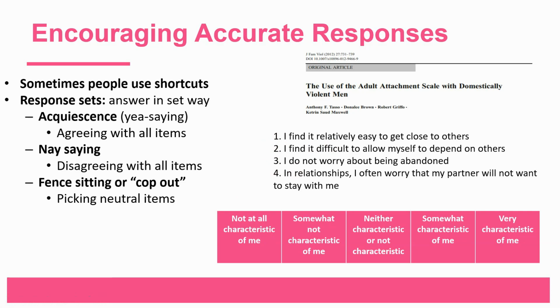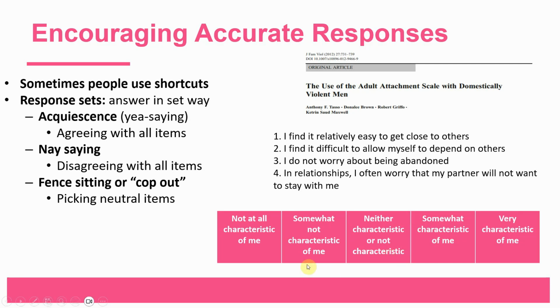Another potential response set is what's called fence sitting, or I've also heard it called the cop out response. And this involves participants picking the most neutral of items. So if they pick something in the middle, so this is neither characteristic nor not characteristic of me, or neutral, that's fine for some items. But when somebody's engaging in this response set of fence sitting or copping out, they are picking the neutral item more. They are not showing how they really feel. They are picking the neutral item more than what you would really expect.